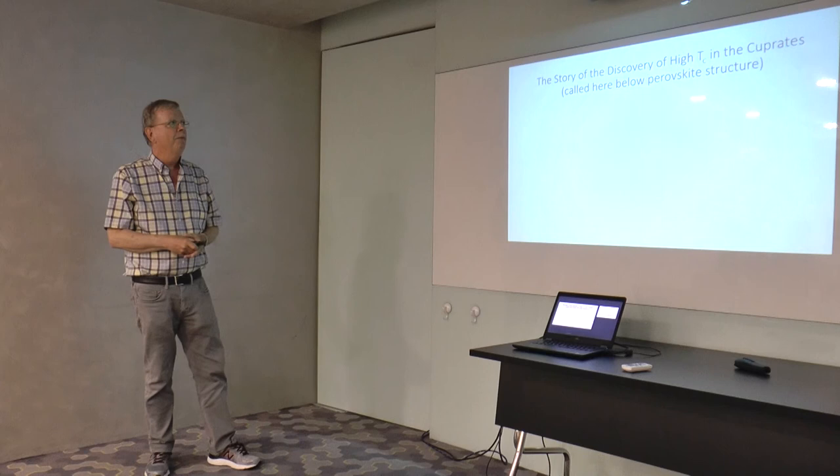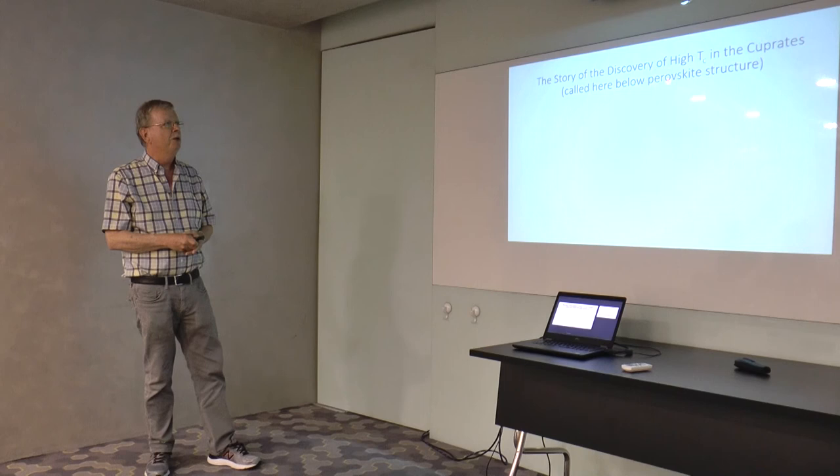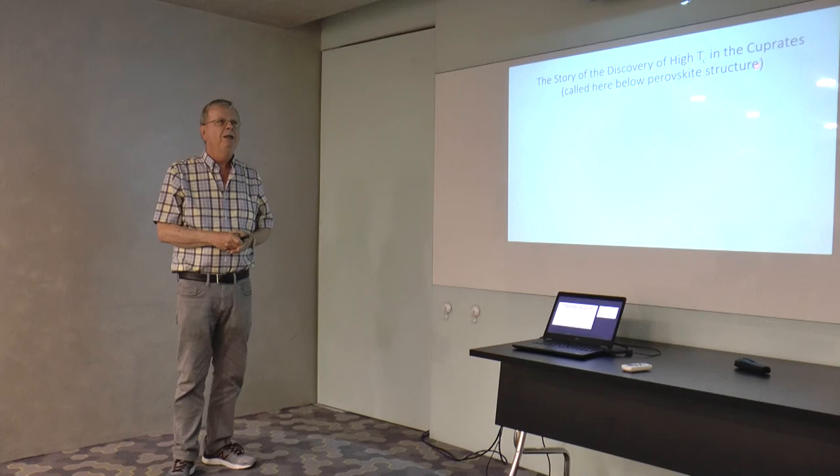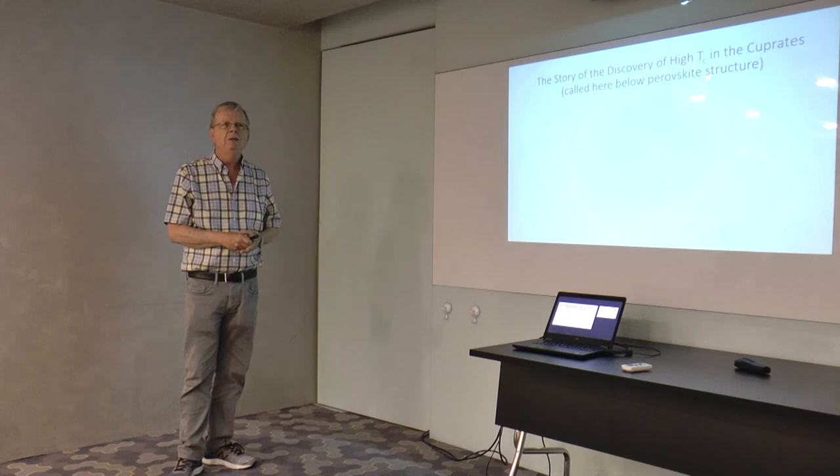The cuprates occur in the perovskite structure, and I've never used that term. I've just shown you pictures of what the structure looks like. But it turns out that Alex Müller was an expert in this kind of field. So the reason he chose these structures to look for high temperature superconductivity, which he was honestly doing, is because he was an expert in the field, right?